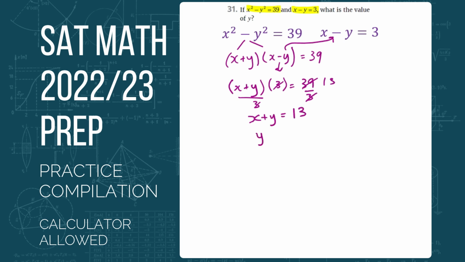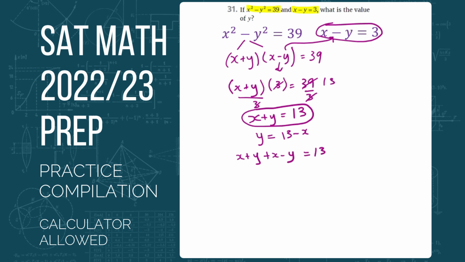So y will be equal to 13 minus x. We have x plus y, which is 13, plus x minus y, which is 3, is equal to 13 plus 3. So plus y and minus y cancel and we get 2x is equal to 16. And we find that x is equal to 8. So y is equal to 13 minus x. So y will be equal to 13 minus 8. So y is equal to 5 and that's your answer.